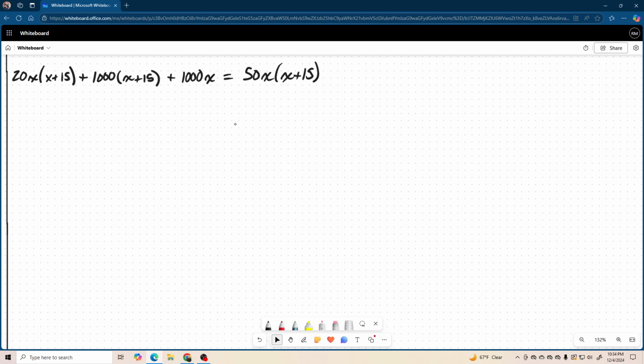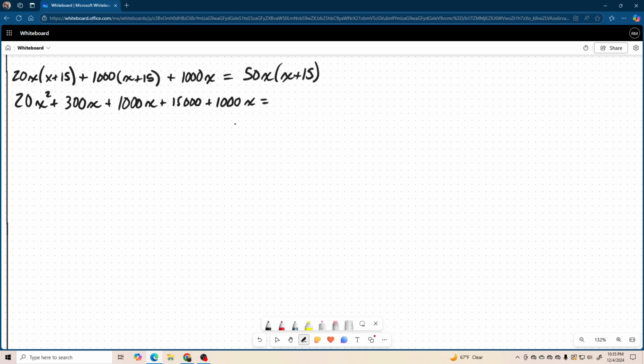So let's do it. 20x times x plus 15 is going to be 20x squared plus 15 times 20, is going to give us 15 times 2 is 30. So 300x plus, let's do this, 1000x plus 15,000. Just normal math numbers here. And then plus 1000x.